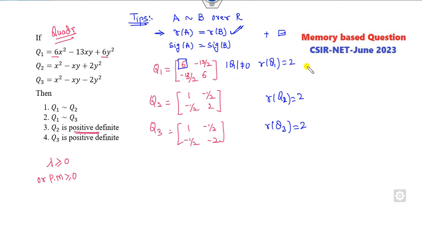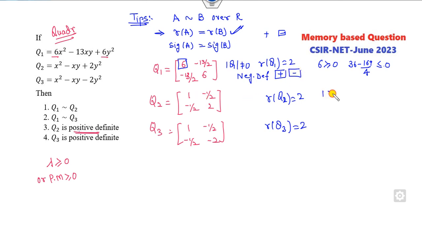The first principal minor is 6, which is greater than 0. The second principal minor is 36 minus 169 over 4, which is about minus 6, less than 0. So one is greater than 0, one is less than 0. It means it is indefinite. So one eigenvalue is positive and the second eigenvalue is negative.